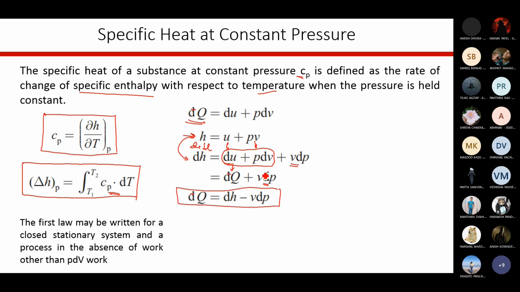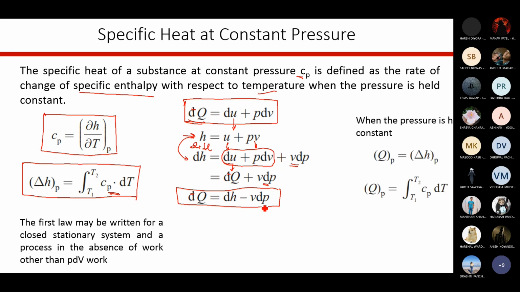This is a very important deduction. So you should remember these equations. dq is equal to du plus pdv and dq is equal to dh minus vdp, right? So u is replaced by h here, and this pdv is replaced by minus vdp, right?